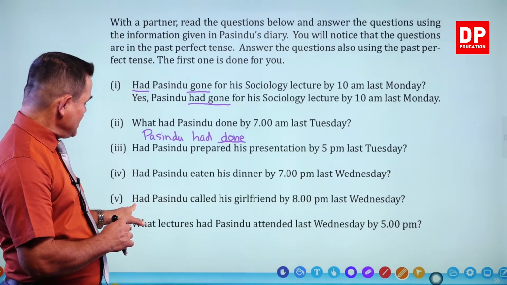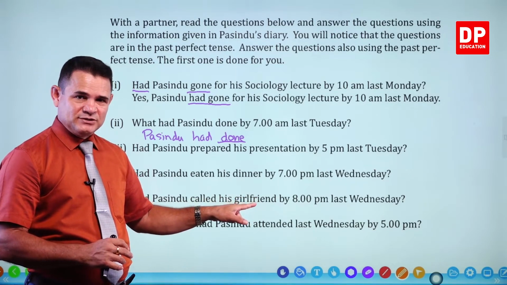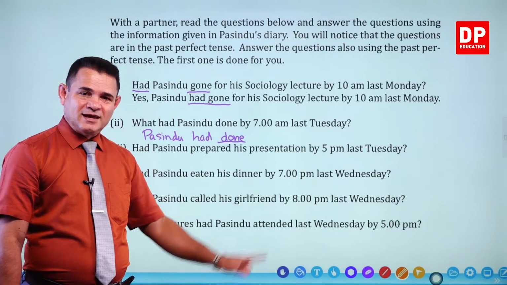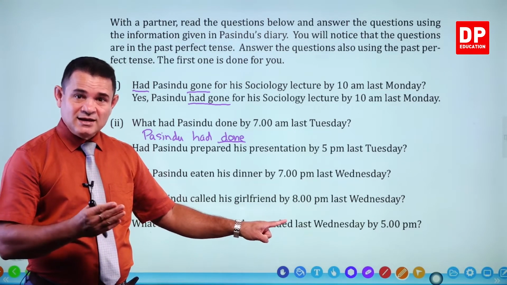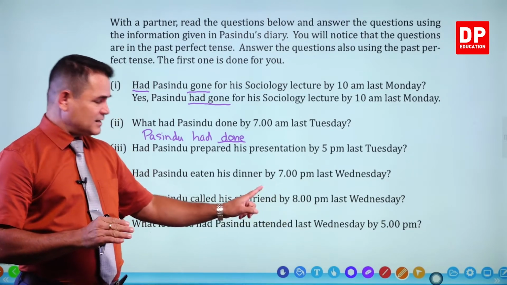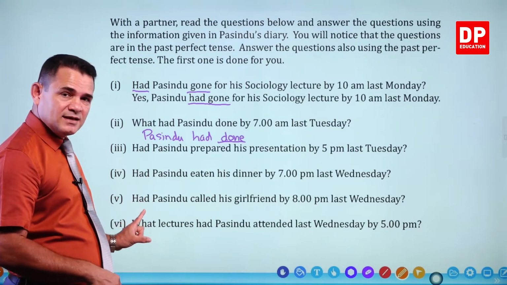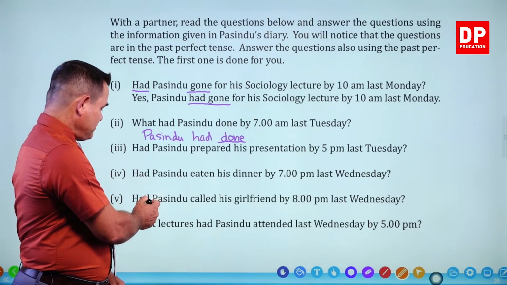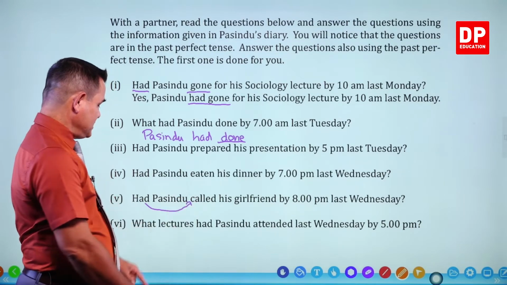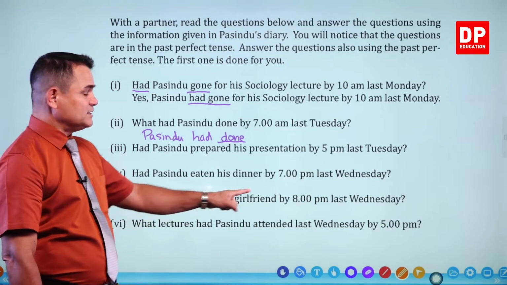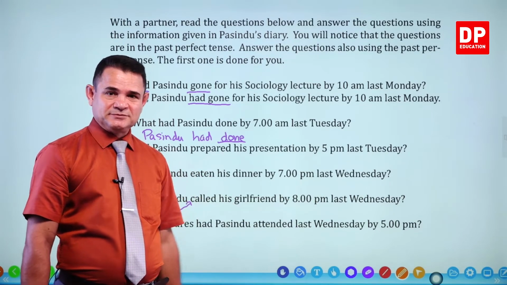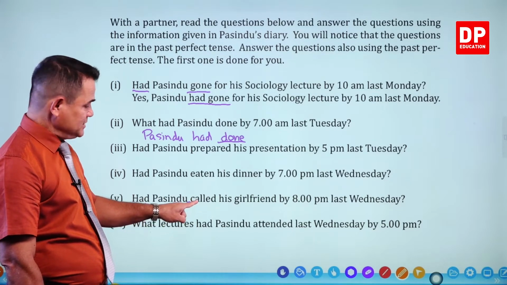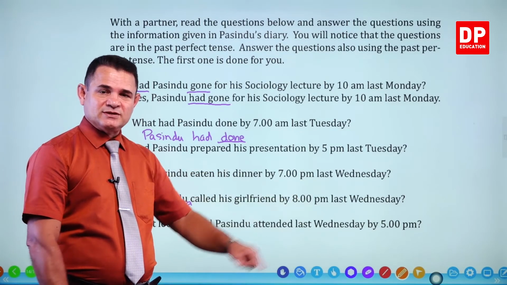And had Pasindu called his girlfriend by 8 p.m. last Wednesday? Before eight, had he called her? How do you answer? Yes, Pasindu had called his girlfriend by 8 p.m. last Wednesday. If not, no, Pasindu had not called his girlfriend by 8 p.m. last Wednesday.